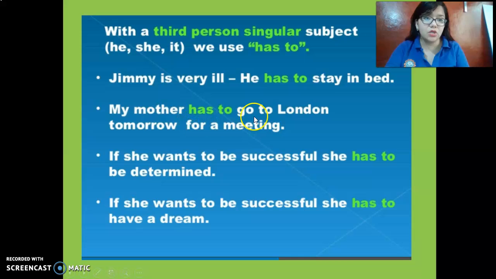My mother has to go tomorrow for a meeting. If she wants to be successful, she has to be determined. If she wants to be successful, she has to have a dream. Have here functions as a main verb, and this is the model.